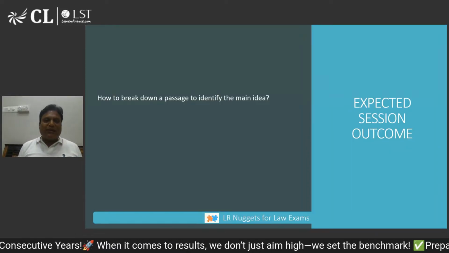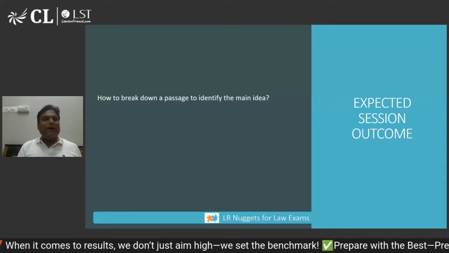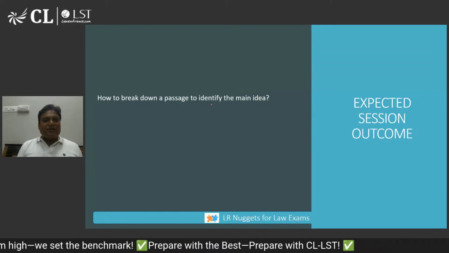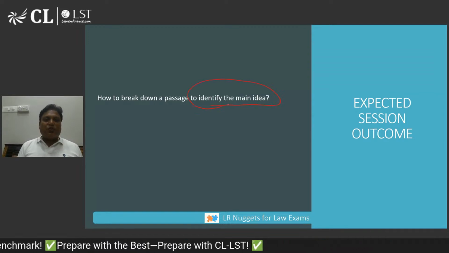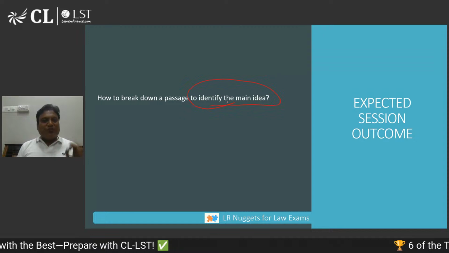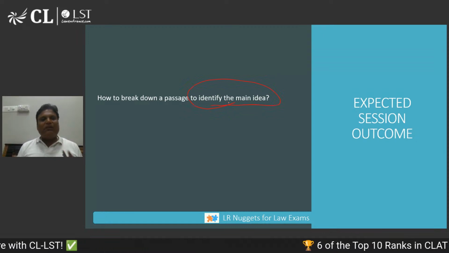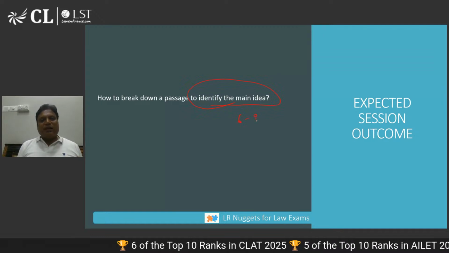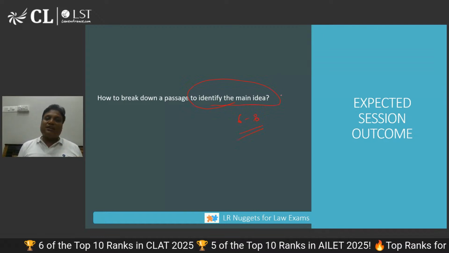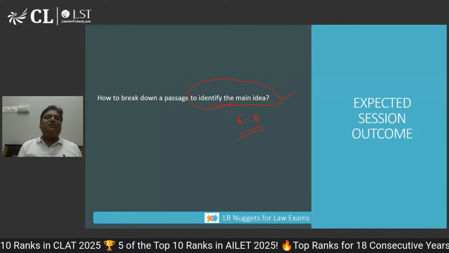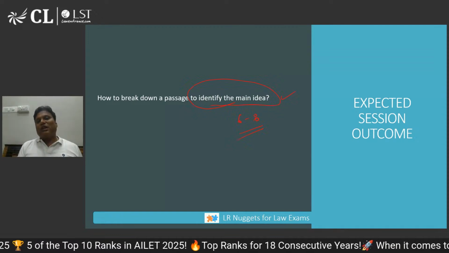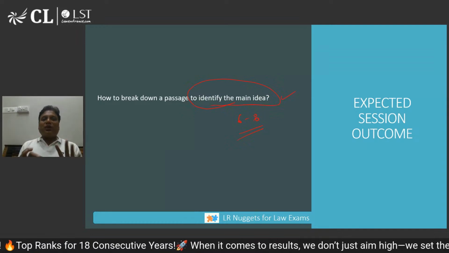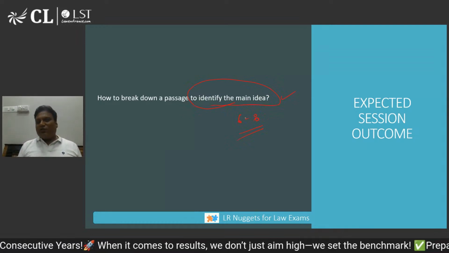So what is the expected session outcome? A very important session as far as the CLAT exam is concerned: how to break down the passage to identify the main idea. In any passage, the first thing that you should do is identify the main idea. At least 6 to 8 questions across the English and logical reasoning sections would be based on the main idea one way or the other. So what we are discussing today is roughly 8 to 10% of your CLAT exam.